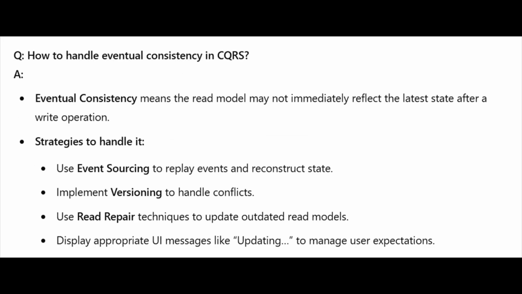How to handle eventual consistency in CQRS. Eventual consistency means the read model may not immediately reflect the latest state after a write operation. Strategies to handle it: use event sourcing to replay events and reconstruct state. Implement versioning to handle conflicts. Use read repair techniques to update outdated read models. Display appropriate UI messages like "updating" to manage user expectations.